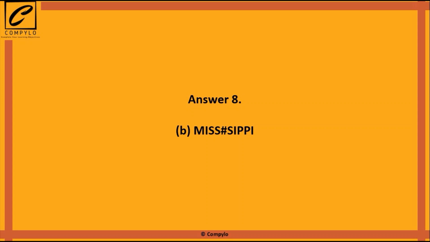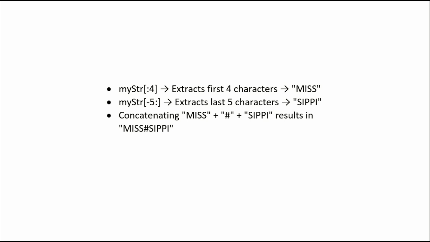The correct option is B, which says MISS#SIPPI. The explanation: mystr[:4], with a colon before 4, extracts the first 4 characters, which are MISS, whereas mystr[-5:] extracts the last 5 characters, that is SIPPI. And when we concatenate both of them with #, it gives MISS#SIPPI.